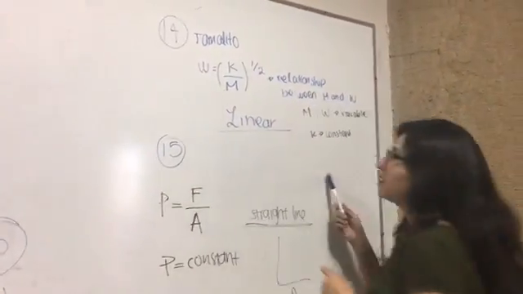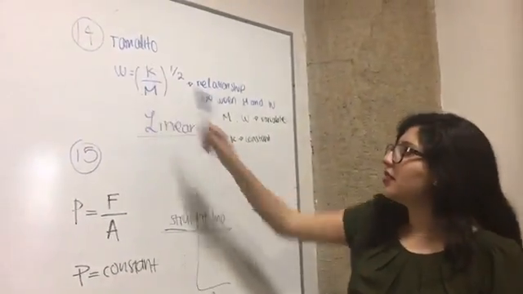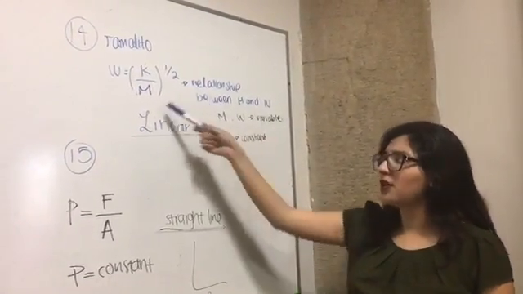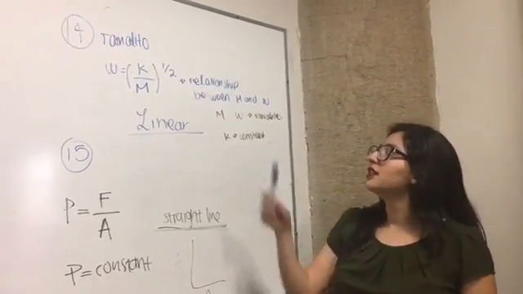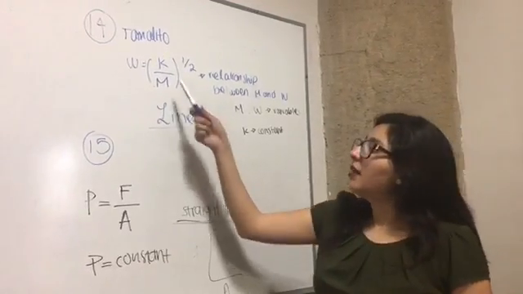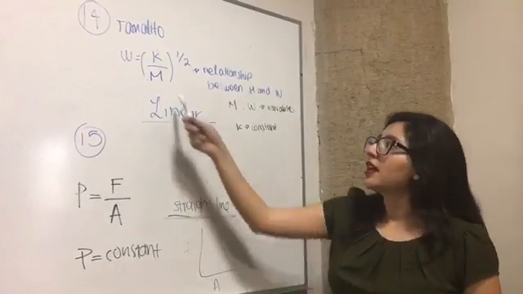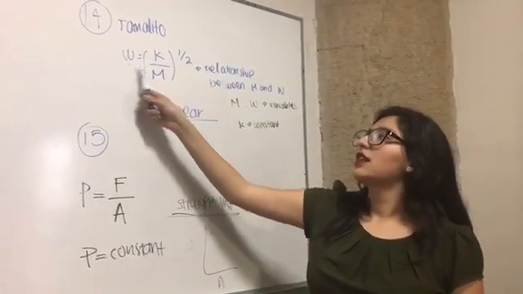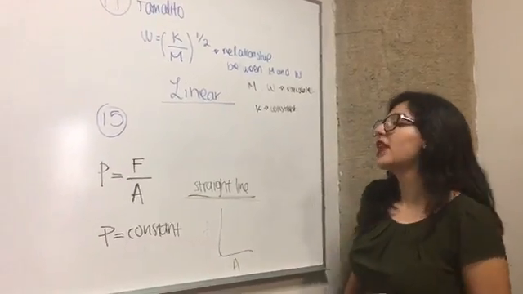Then in question 14, they give us this equation and we have to find the relationship between the m and the w, and they tell us that the w and the m are both variables and the key is constant. And because the key is constant, the variables depend on it, so the relationship between them is linear.